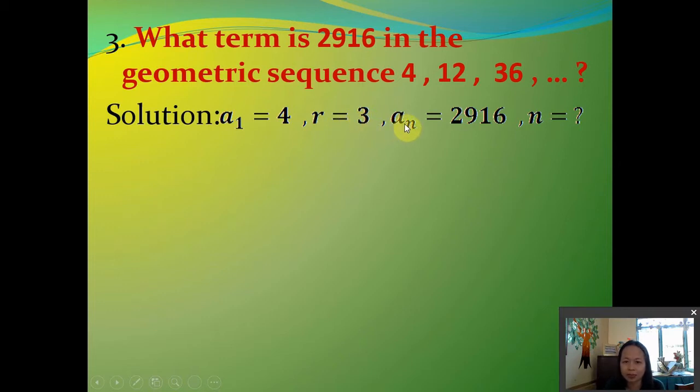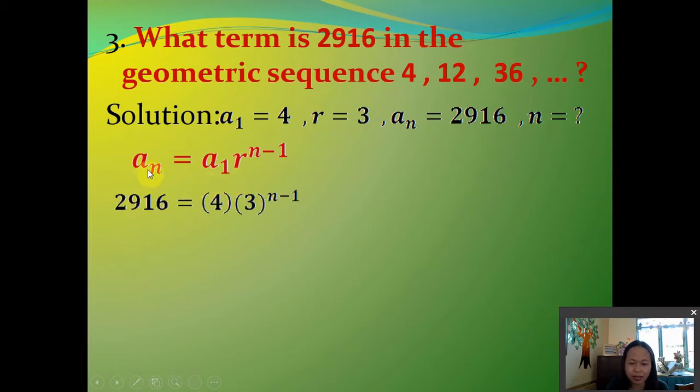Now, our nth term is 2,916. So this is our last term, or the nth term of this particular sequence. And n, do we have n here? This is actually what we are looking for. Okay, the ordinal number n, so that we can determine what term is 2,916. So now, applying the nth term formula of a geometric sequence again, you can have this one. The nth term, substitute with 2,916. Our first term is equal to 4. And our common ratio, which is r, is equal to 3. And n is unknown, so this is what we are looking for.